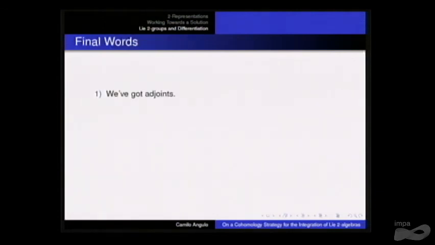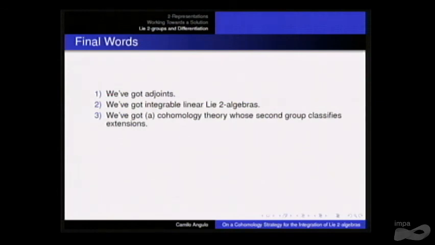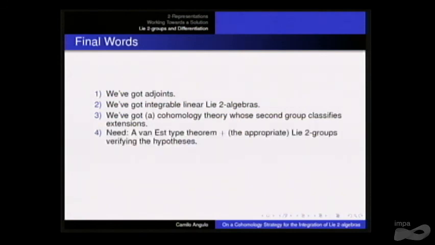So let me just summarize again what happened. We've got adjoints for these objects. We've got integrability of a linear Lie 2-algebra. We've got a cohomology theory, well, two cohomology theories that classify both extensions of Lie 2-algebras and Lie 2-groups. And I've got a partial Van Est.